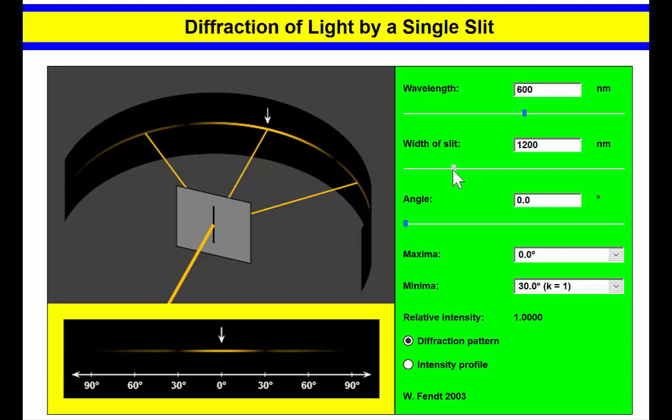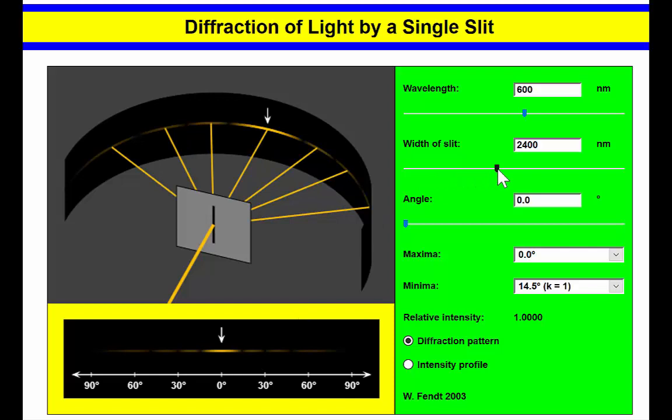If we continue this process and we increase our slit width more, we're now at a slit width of 3 times the wavelength, 1800 nanometers, and again, the wavelength is still 600. You'll notice the same thing is occurring. The width of the central maxima is decreasing, and now we have 2 other maxima after that. So we have the central maxima, then maxima 1, and then maxima 2 on each side. Or you can look at it as saying we have the first minima and then the second minima.